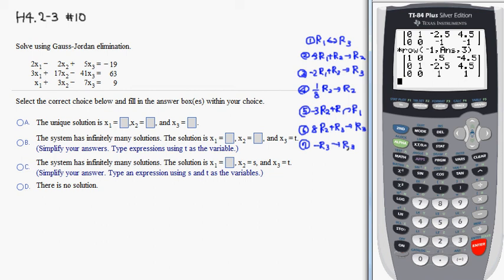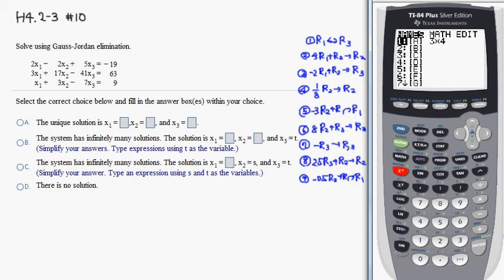Right, after that we have to turn -2.5 into 0 and 0.5 into 0. So the 8th operation would be we multiply row 3 by +2.5 and add it to row 2. That's going to be our new row 2. And the last operation is we multiply row 3 by -0.5 and add it to row 1. So that's row 1.